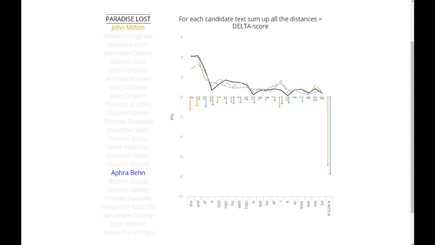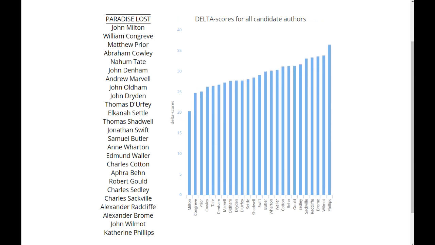And the result is as expected. John Milton is closer to Paradise Lost than Aphrodite. And these are the results for all 25 authors, showing there's Milton, then there's a sort of gap, and then the other authors. So it works as we expected.